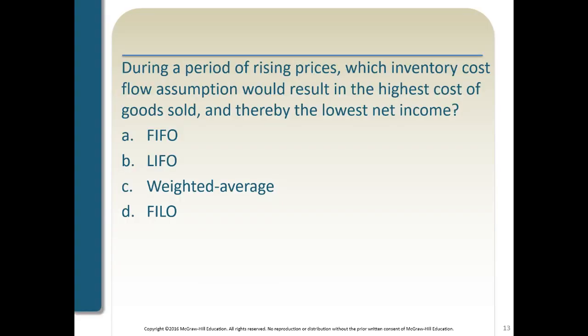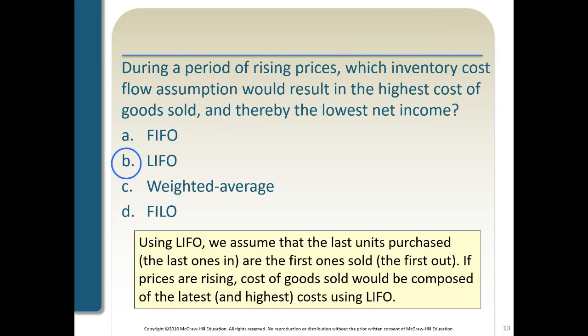All right, answer this question before I show you the answer. During a period of rising prices, which inventory cost flow assumption would result in the highest cost of goods sold and thereby the lowest net income? So which one? Highest cost of goods sold and therefore the lowest net income. In other words, which one saves you income taxes? Yes, LIFO.